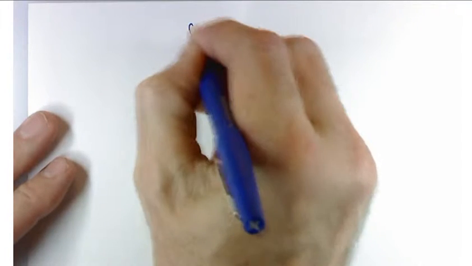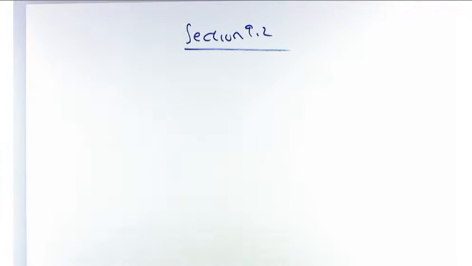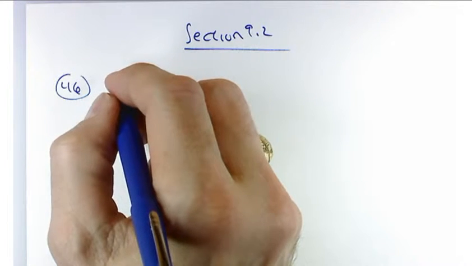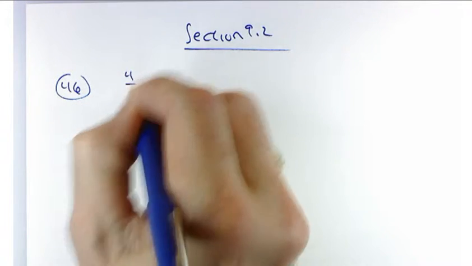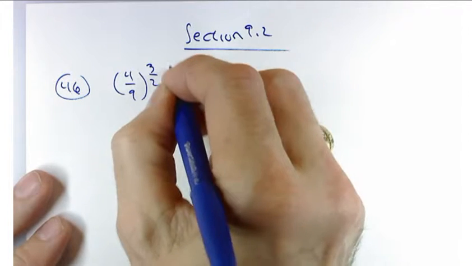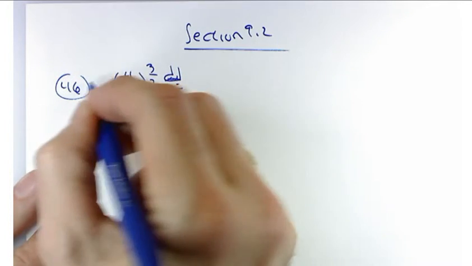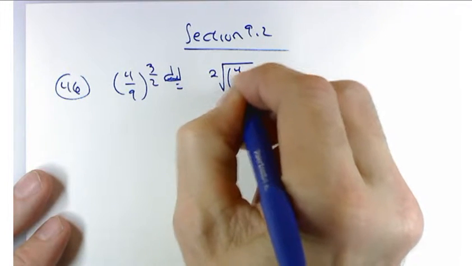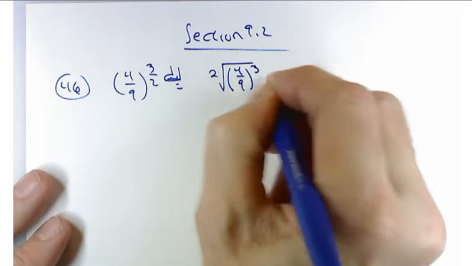Let's do one more example in section 9.2 here of converting from exponents to radicals, and that would be problem number 46. So problem 46 is 4/9 raised to the 3/2. So a way to do this would be to imagine a little boot here. It kicks this number over here. The 2 comes over. The 3 drops down. I get the square root of 4/9 cubed.